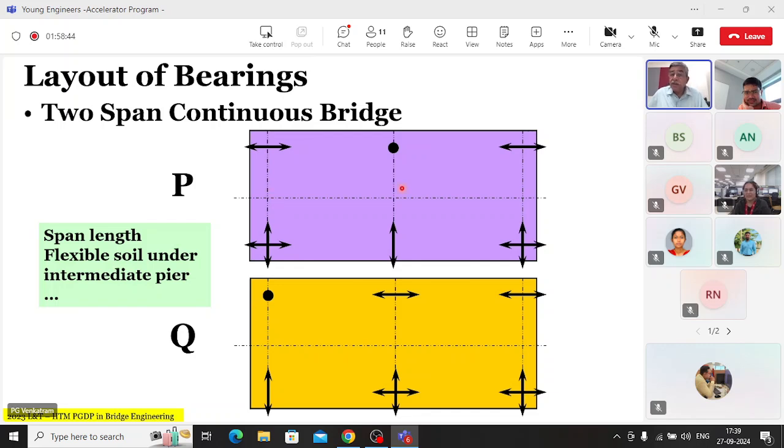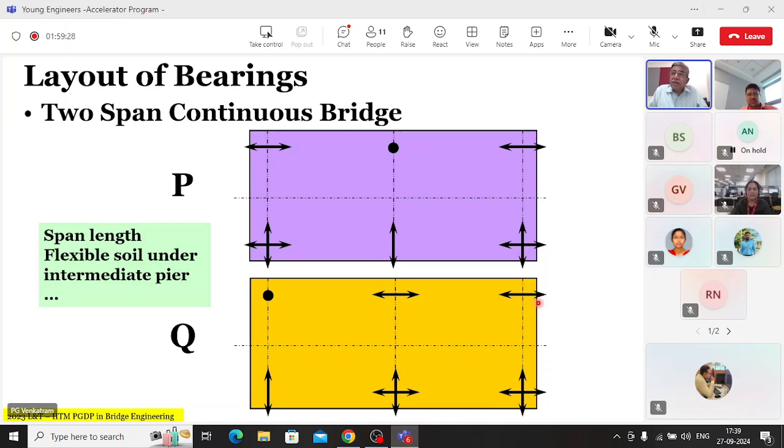However, if these spans are very large, then the accumulated movement is large. That's a valid point also. But if these spans are smaller, in the sense that the simplest expansion joint can handle the combined movement, then it may be possible to do this. Under a combination of flexible soil under the intermediate pier and smaller span length, Q might be possible or even preferable, especially if the whole substructure system is much more flexible than normal. Then you can go for Q, though it accumulates, in which case you have to ensure that the expansion joint doesn't become complicated.